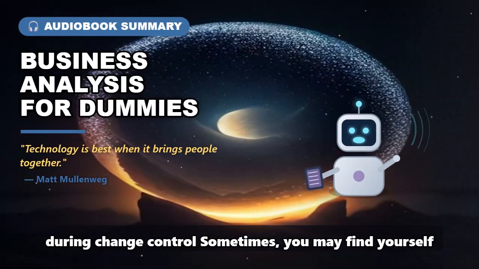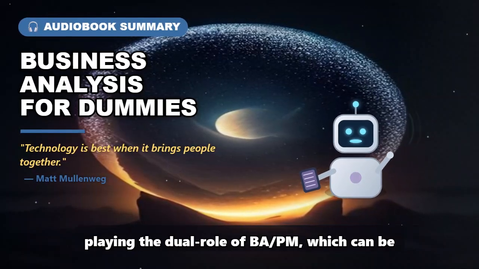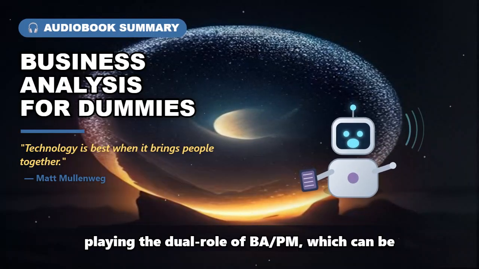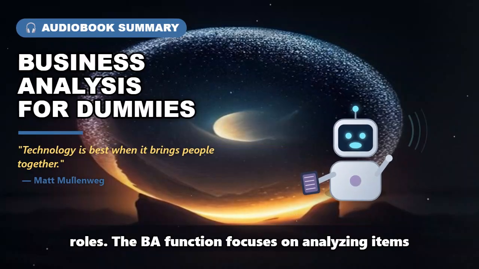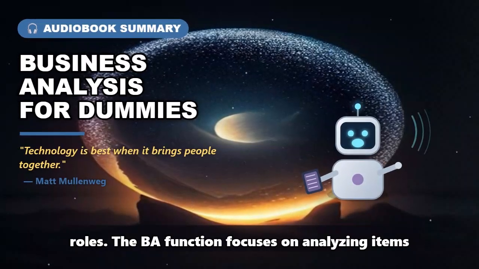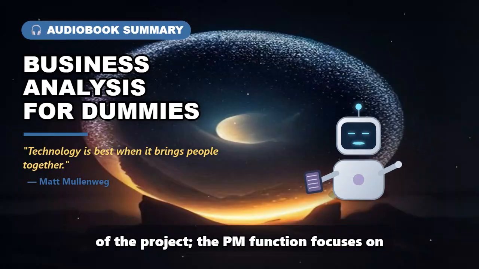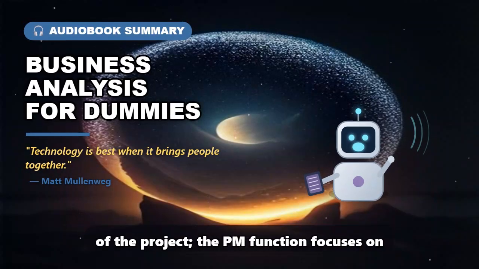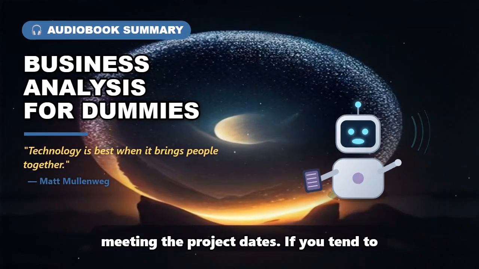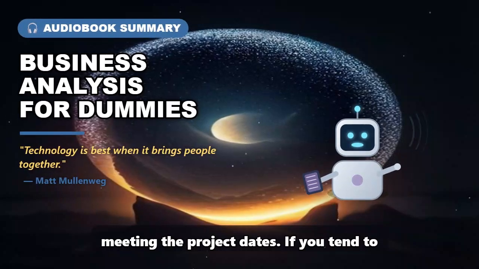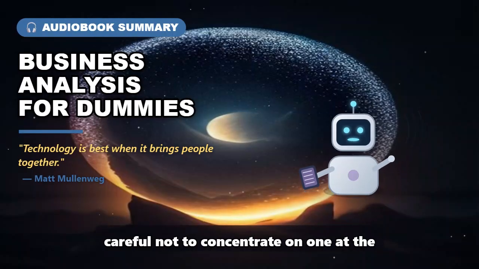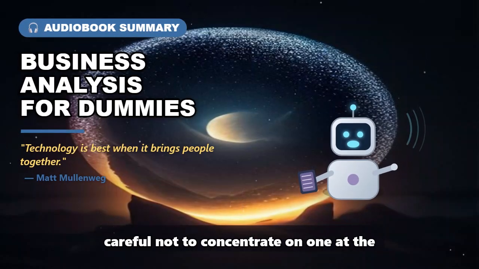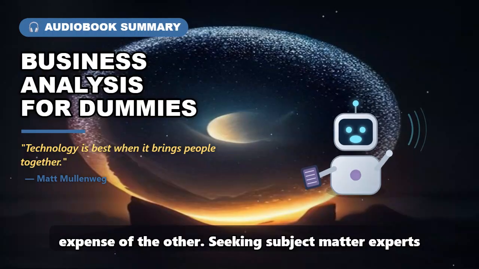Sometimes, you may find yourself playing the dual role of BA and PM, which can be a challenge because of the natural conflict between roles. The BA function focuses on analyzing items of the project. The PM function focuses on meeting the project dates. If you tend to like one role more than the other, be careful not to concentrate on one at the expense of the other. Seeking subject matter experts.